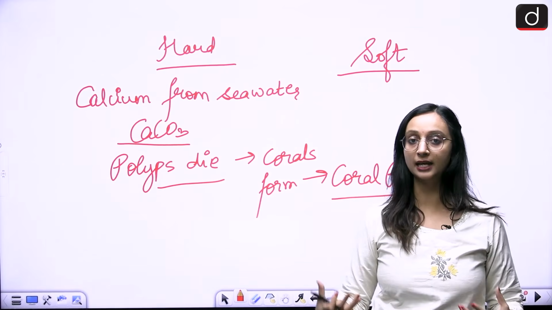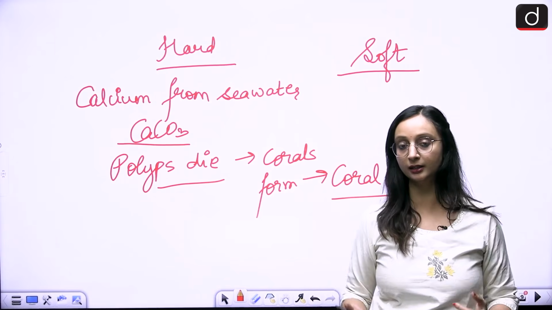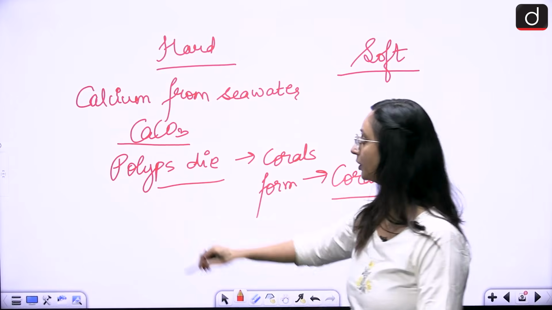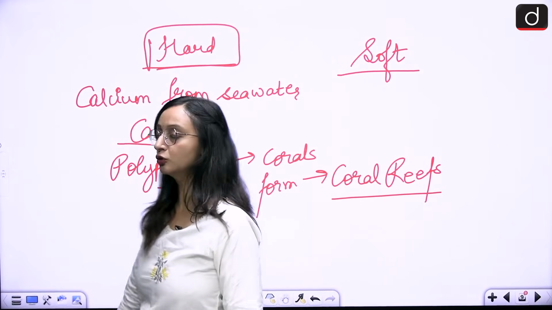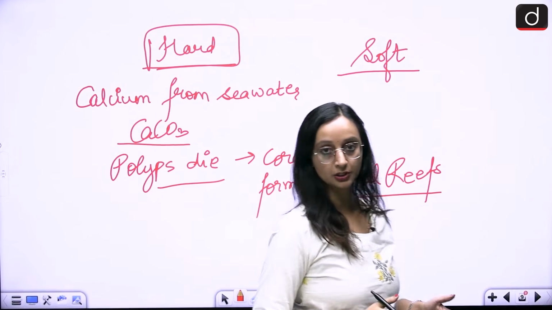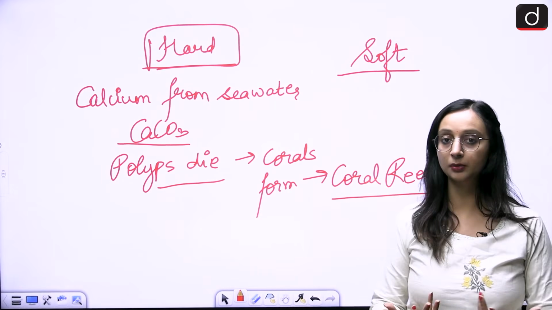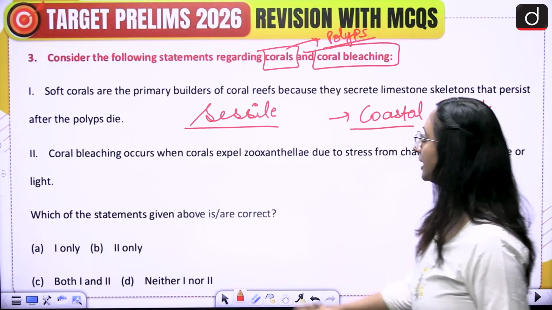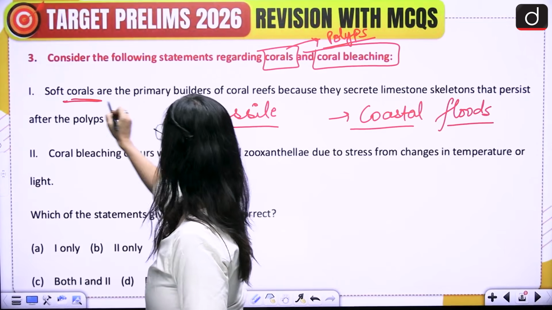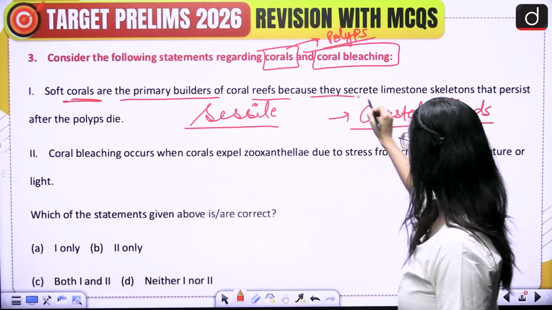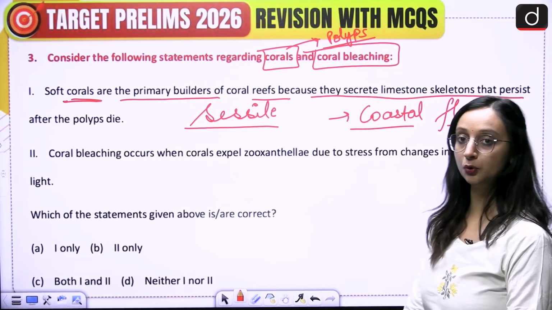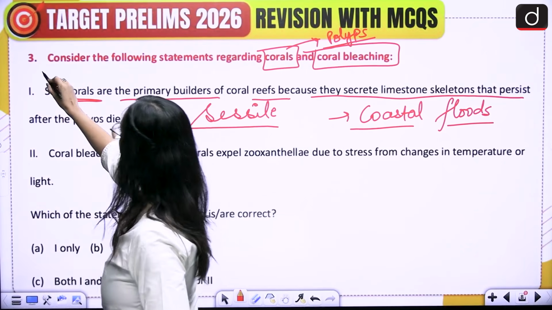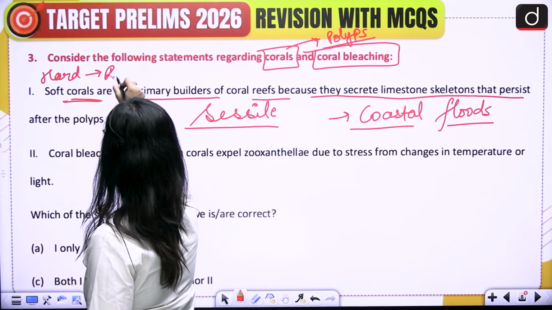And this coral reef is actually a coastal barrier, a flooding barrier that is going to absorb the shock waves that come on the coast. So this is very important. Hard coral is extremely important. Soft coral, on the other hand, does not do such things. It does not pick up calcium. It does not build up a strong hard exoskeleton. So the first statement, which says that soft corals are the primary builders of coral reefs because they secrete limestone skeletons that persist after the polyps die, is incorrect, because hard corals are the reef builders.